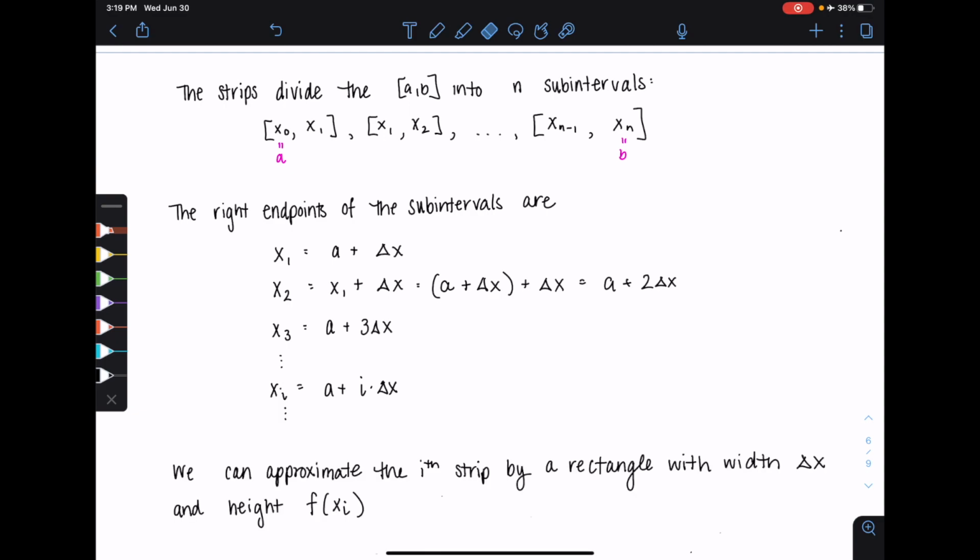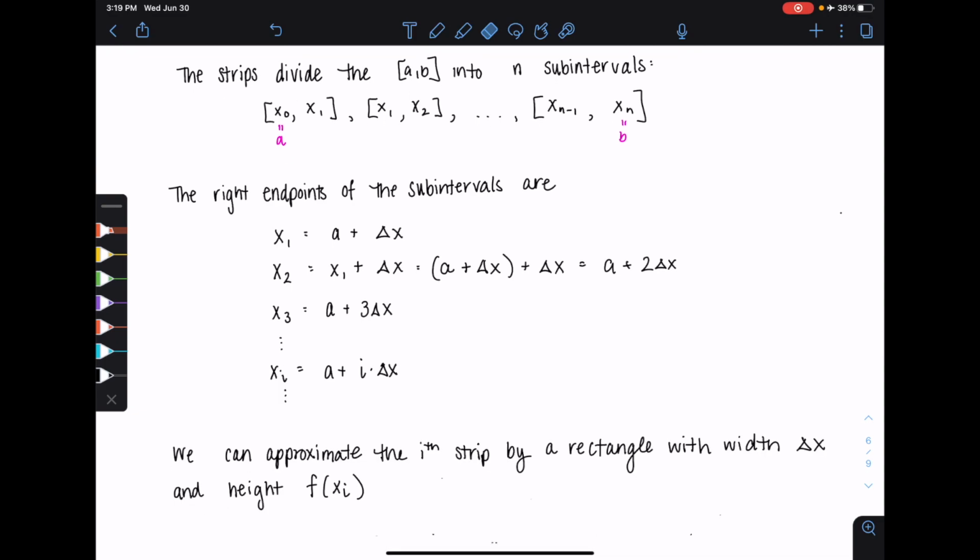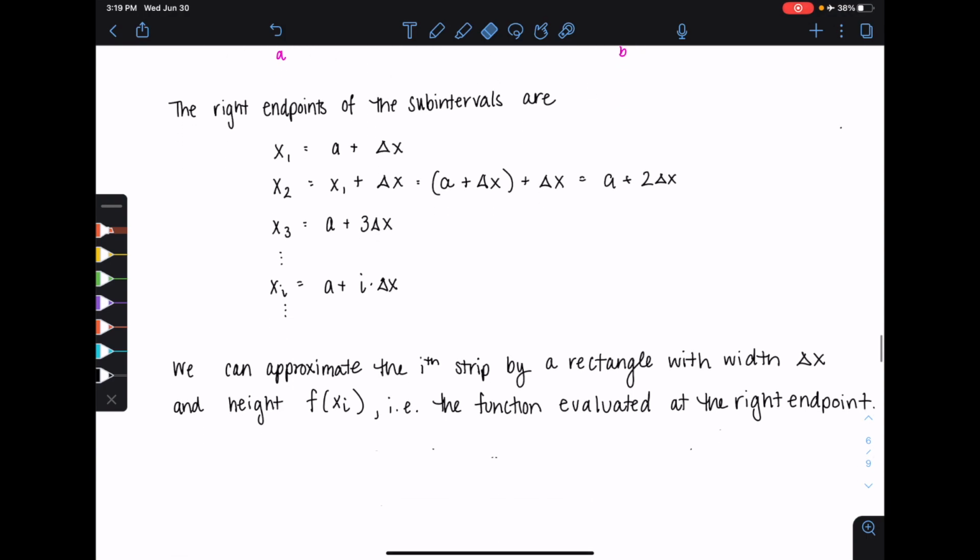So we can approximate the ith strip by a rectangle with width delta x and height, my function evaluated at xi, which is basically just the function evaluated at the right endpoint. So the area of my rectangle is my height times width. So that area is my function evaluated at the right endpoint times delta x.